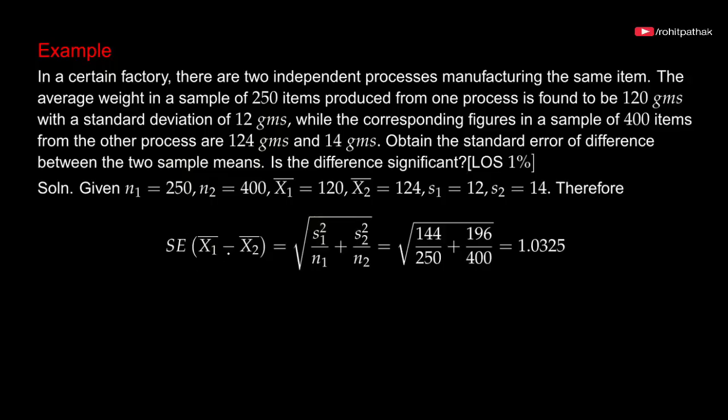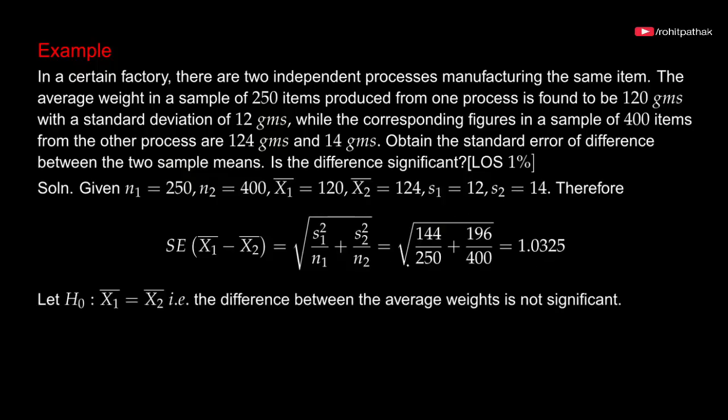So the standard error of difference between the two means is equal to the square root of s1 square upon n1 plus s2 square upon n2. Here we have two different populations. One population is with process 1 and the other population is with process 2. Therefore we have used this formula. Here sigma 1 and sigma 2 are not known, therefore we have taken s1 square and s2 square in place of sigma 1 square and sigma 2 square. So we find that the standard error of difference between the two means is 1.0325.